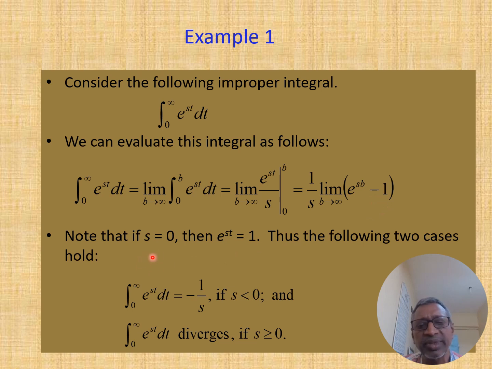And we know that if s is equal to 0, e^s is equal to 1. Thus the following two cases hold: the integral of e^(st) dt is equal to minus 1/s if s is less than 0, and the integral of e^(st) dt diverges if s is greater than or equal to 0. So you see from this example that there are some improper integrals which won't always converge. In this example, the integral converges when s is less than 0, but if s is greater than or equal to 0, it is going to be divergent.